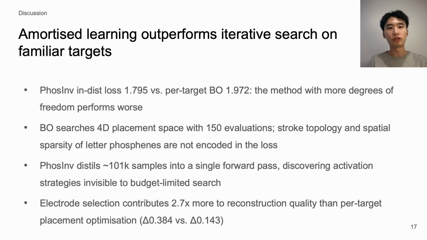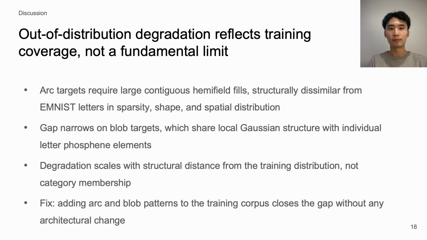PhosInv, by contrast, distills about 100,000 training examples into a single forward pass. It learns activation strategies that are effectively invisible to a budget-limited search. And when we decompose the two levers, learned electrode selection contributes substantially more to reconstruction quality than per-target placement does. That points future work towards richer selection strategies.